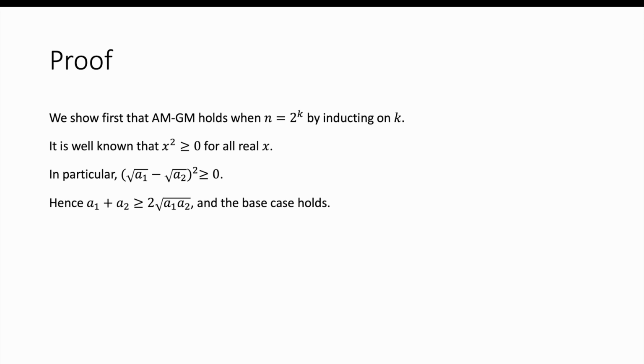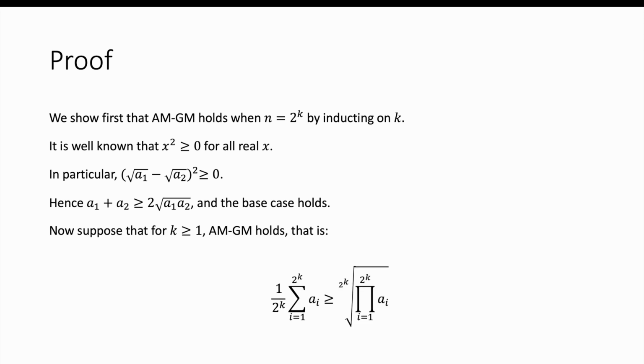So we are going to use this idea to induct on k, where k is the exponent of n, and show that AM-GM holds for all powers of 2. Now suppose that for k greater than or equal to 1, we know that AM-GM holds for n equals 2 to the power of k.